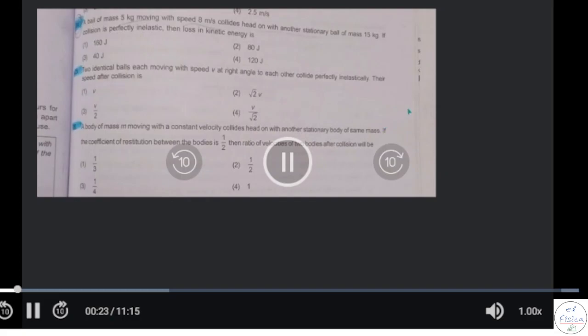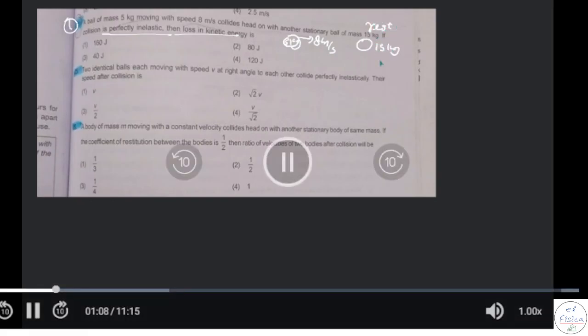Okay, let's start with question number first. A ball of mass 5 kg moving with speed 8 meter per second collides head-on with another stationary ball of mass 15 kg. If the collision is perfectly inelastic, then find the loss in kinetic energy. So we have to find out loss in kinetic energy, and the collision is perfectly inelastic. That means after collision, both masses will stick together and move with the same speed.